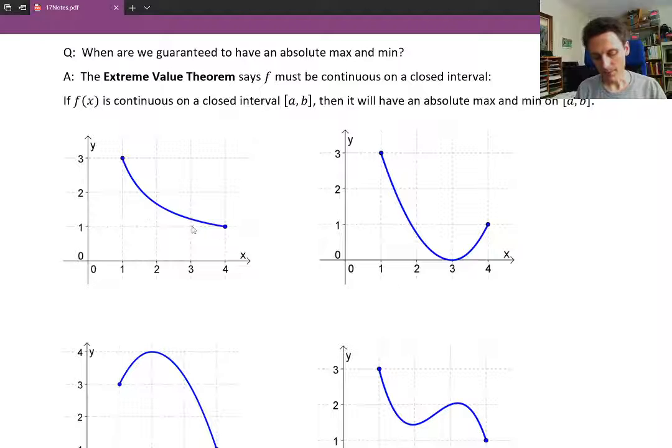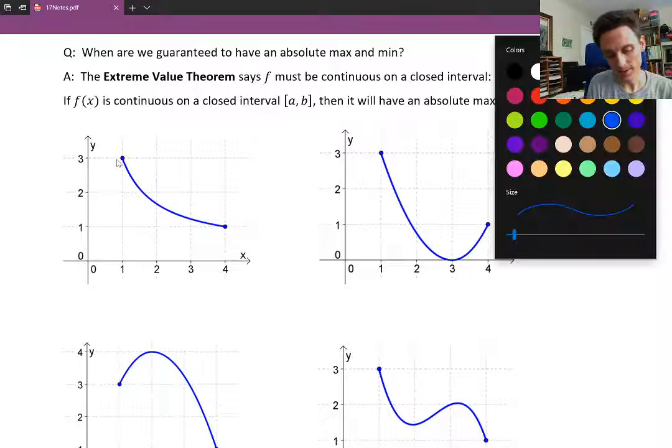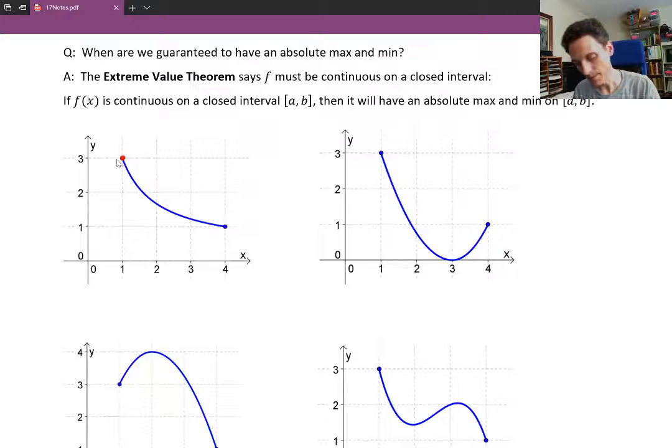Let's look at these examples. So here we have a closed interval from 1 to 4. The absolute max is happening at this endpoint right here. So the absolute max is 3. And the absolute min is happening at the other endpoint. Let's just draw little dots for the absolute max and absolute min. There's the max, there's the min. The next graph also is a graph from the closed interval from 1 to 4, including the endpoints.